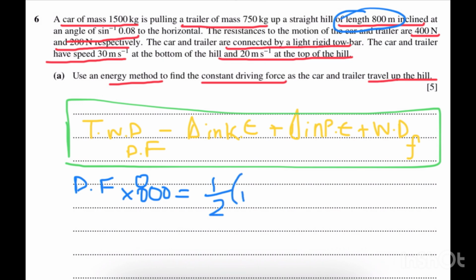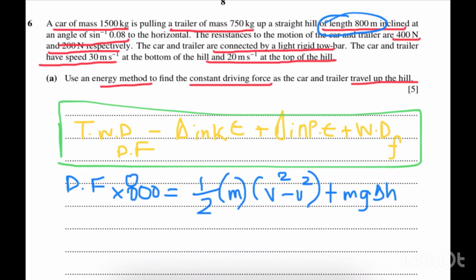m multiplied by the final velocity squared minus initial velocity squared. And then the change in potential energy is always the mass multiplied by gravity multiplied by the change in height. Work done against friction is the force of friction multiplied by the distance traveled.